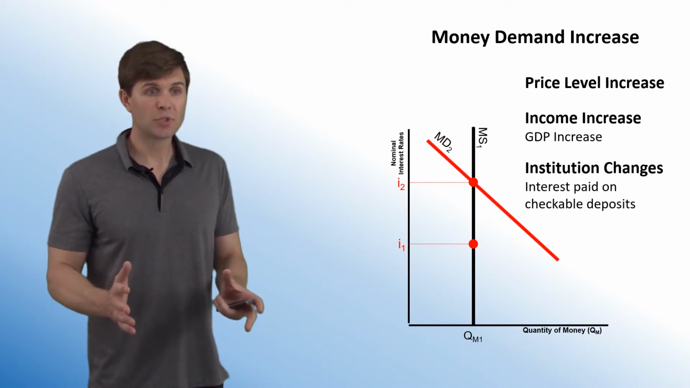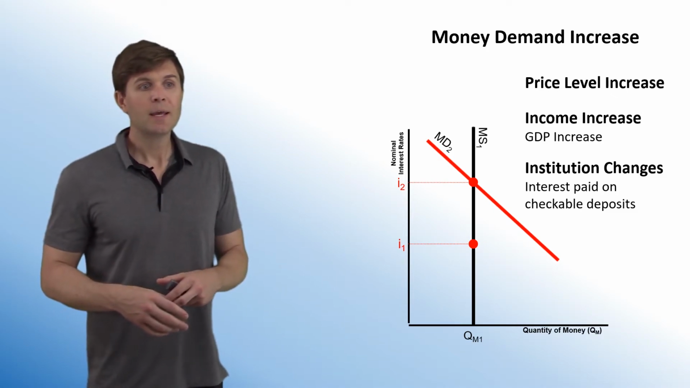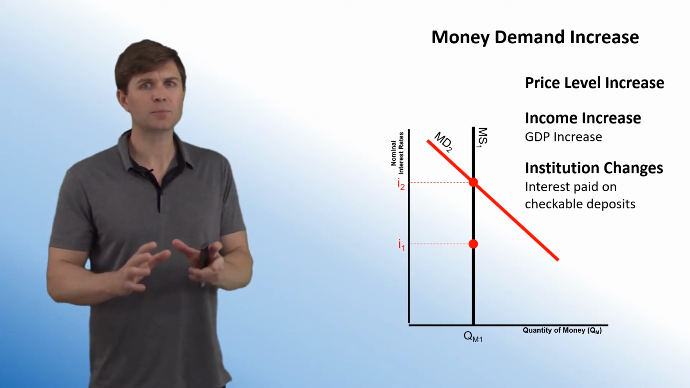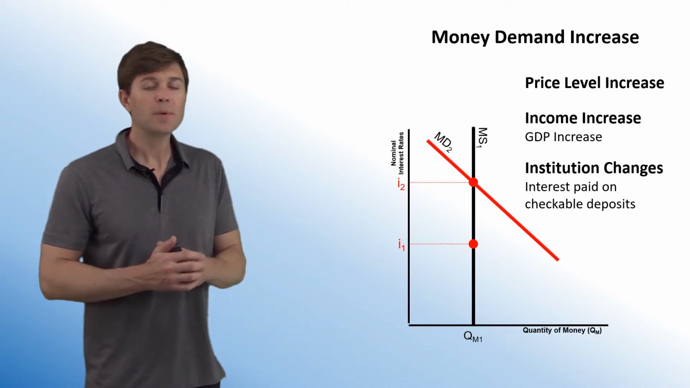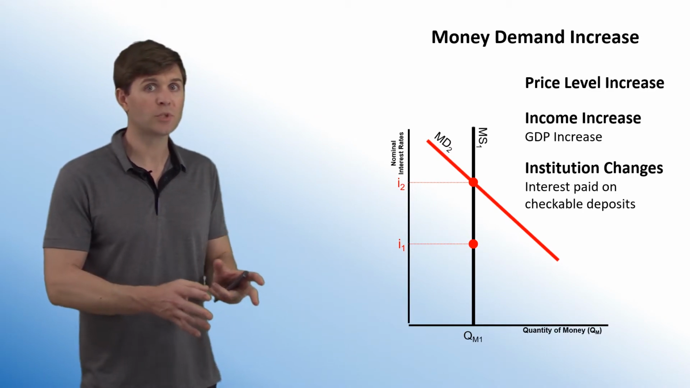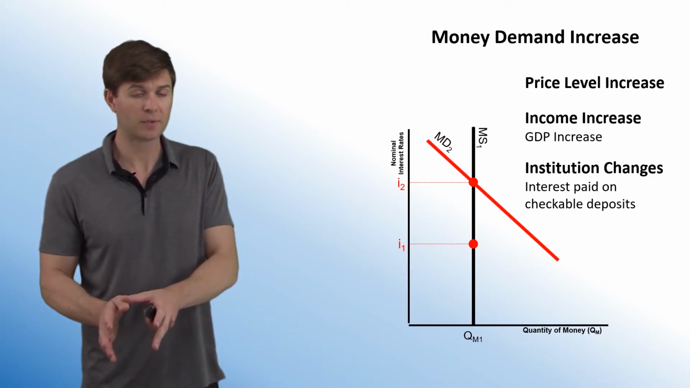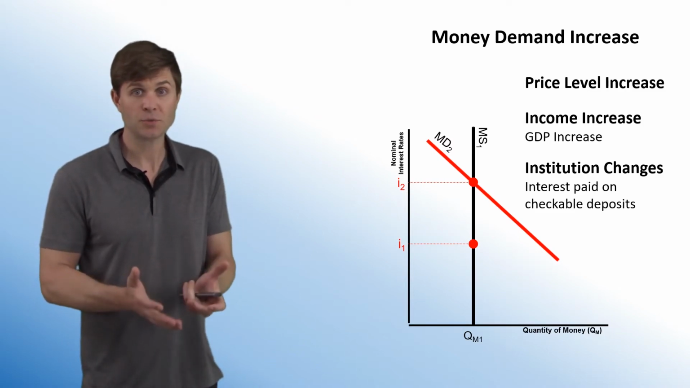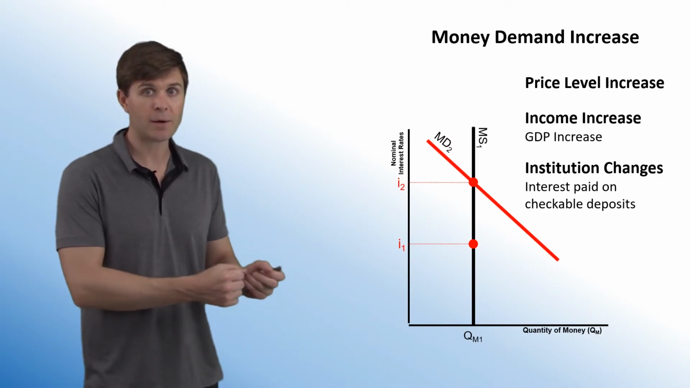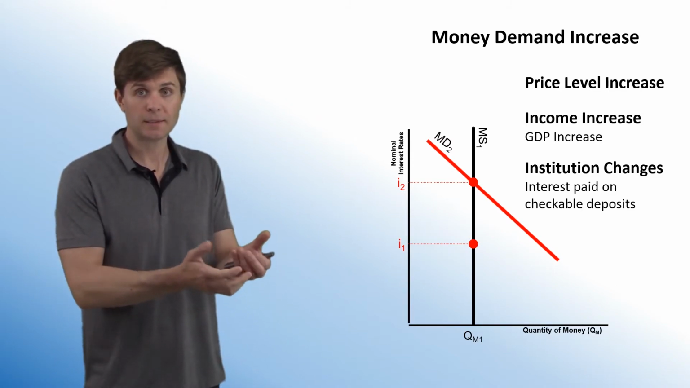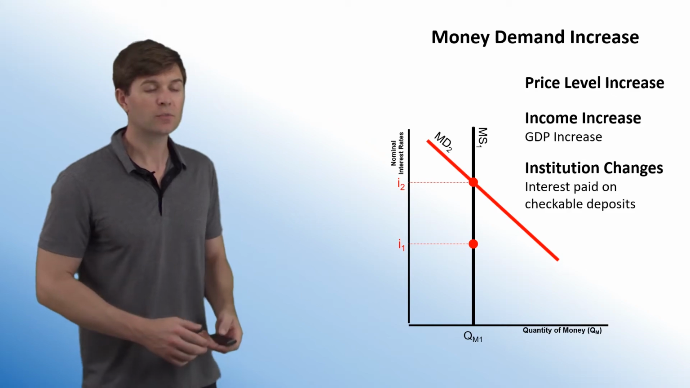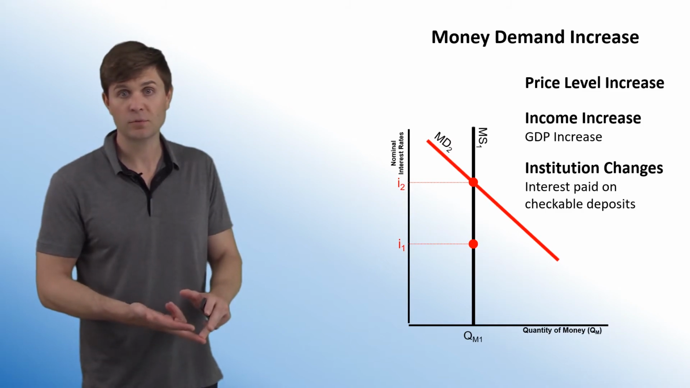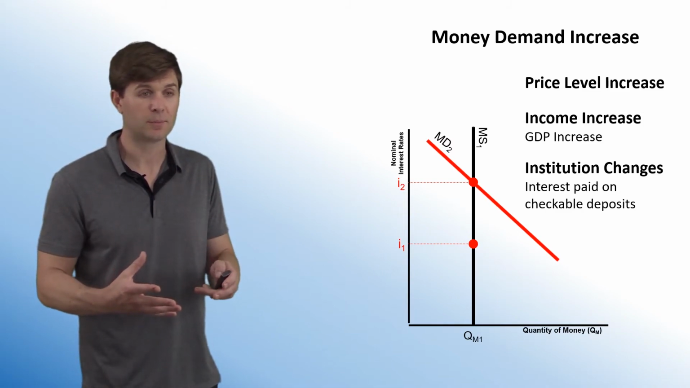Now finally, institution changes. Interest paid on checkable deposits. This is one thing where a lot of people were keeping money in savings accounts, prior to 1980, because there was a big change at that point. People were keeping money in savings because it was paying interest when checking deposits were not paying interest. So people started to change where their money was, because when checking accounts started getting paid interest, people shifted their money out of savings accounts and wanted it more in liquid cash or close to liquid cash. So that would increase the money demand as well. So price level increases, income increases, and then institution changes within the banking system itself.